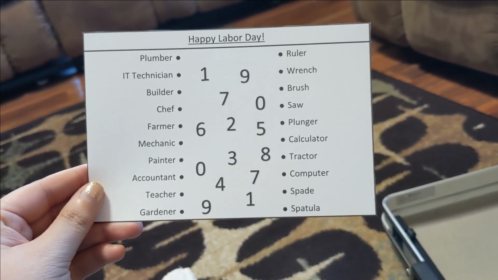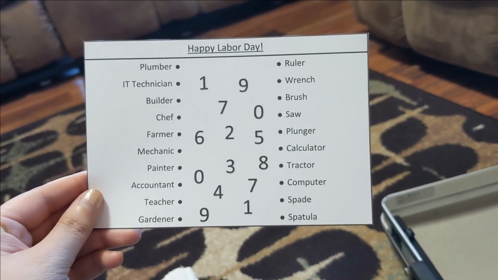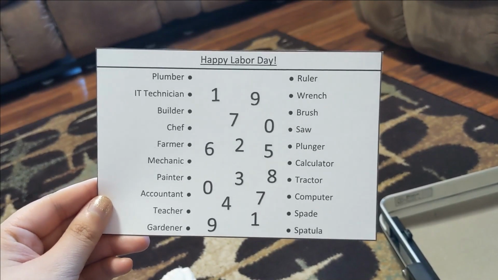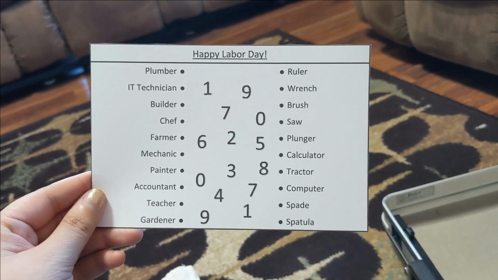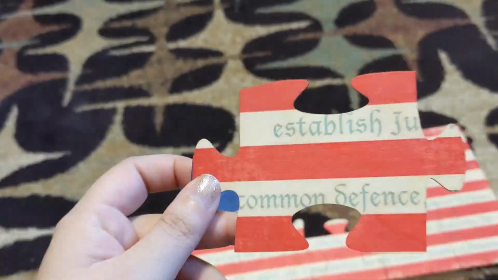So plumber would go to plunger, IT tech would go to computer, builder would go to saw, etc. And you cross things off as you go. I made a whole video about this called Cross-Off Puzzle, How To, something like that. So go ahead and check that out if you want to figure out how to make one of these.